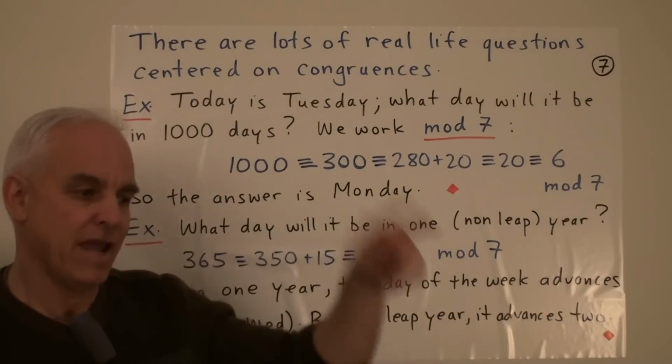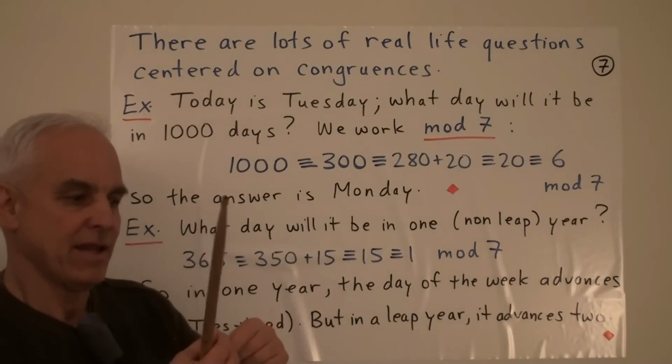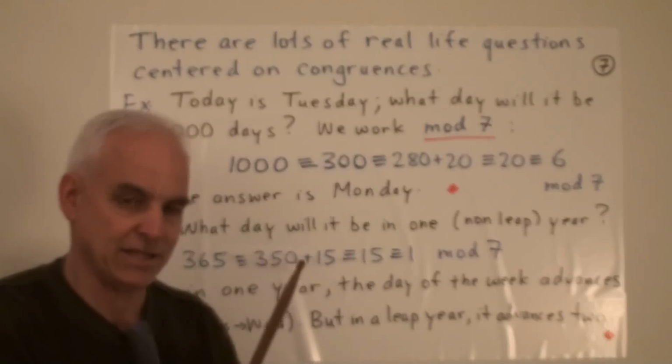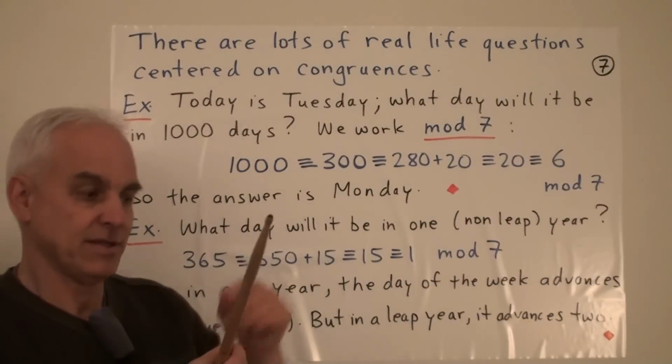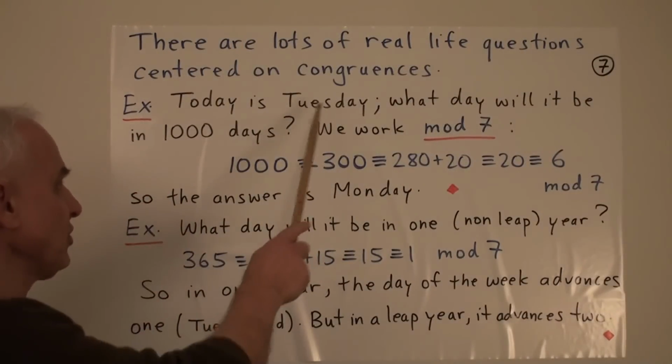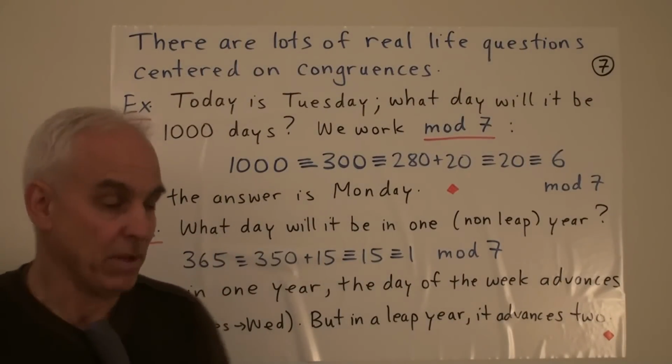So 1,000 days from Tuesday is, as far as days of the week are concerned, the same as 6 days from Tuesday. And 6 days from Tuesday is Monday. So if today is Tuesday, then in 1,000 days it will be Monday.